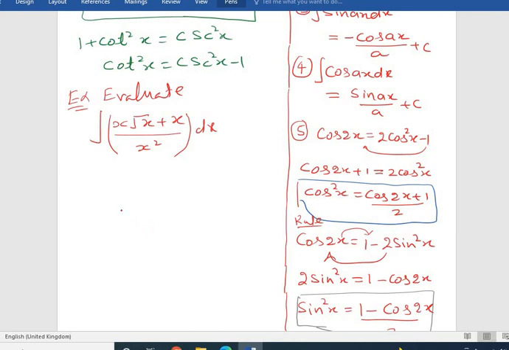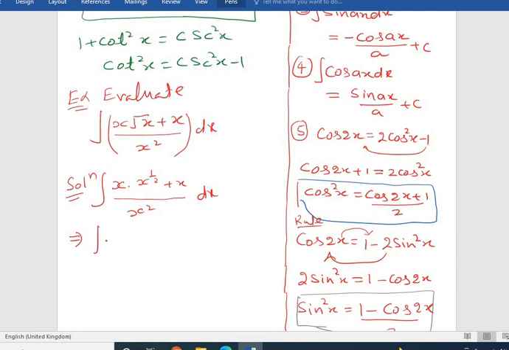So what I have to do? Very easy, I need to apply integration term by term. First of all, I request all of you to simplify. x root of x means x to the power half, plus x, divided by x squared, dx.